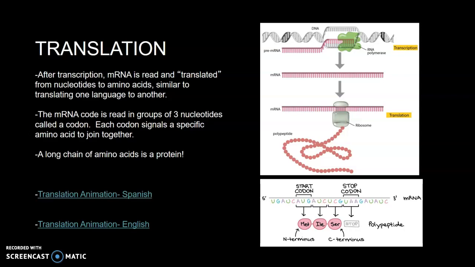The mRNA code is read in groups of 3 nucleotides called a codon that you can see down at the bottom in our figure. So AUG forms one codon, and this codes for the amino acid methionine. Similarly, AUC, the next codon, translates to isoleucine, and UCG for serine. Each codon signals a specific amino acid to be added to the chain.